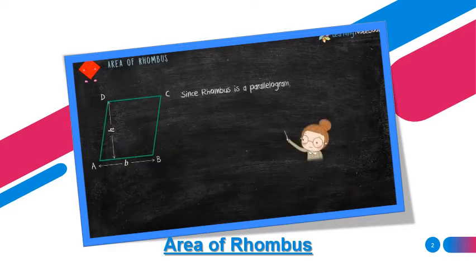Students, since rhombus is also a parallelogram, we can also find the area of rhombus as area of parallelogram, which is equal to base into height. Here, base is the length of the side of rhombus.